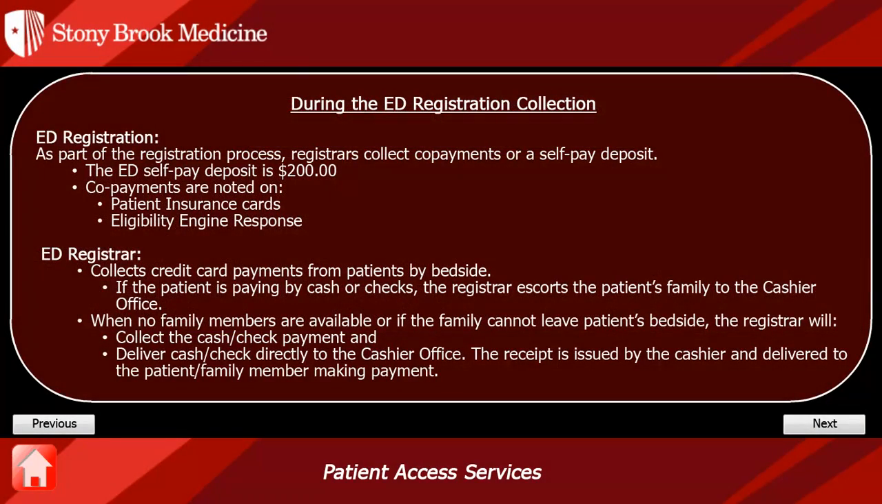ED registration. As part of the registration process, registrars collect co-payments or a self-pay deposit. The ED self-pay deposit is $200. Co-payments are noted on patient insurance cards and the eligibility engine response. The ED registrar collects credit card payments from patients at bedside. If the patient is paying by cash or check, the registrar escorts the patient's family to the cashier office.